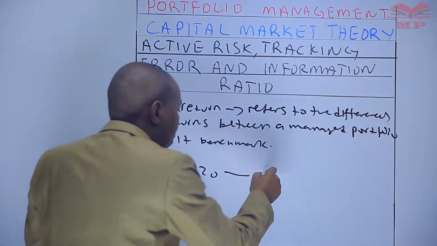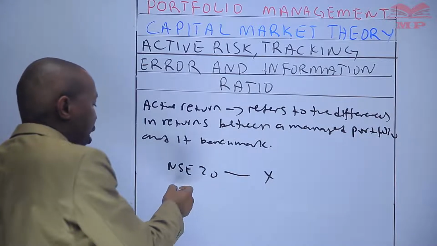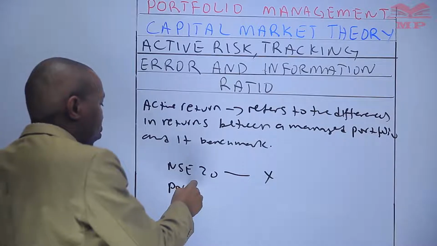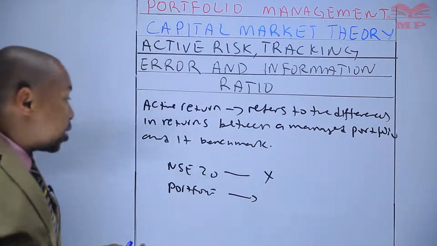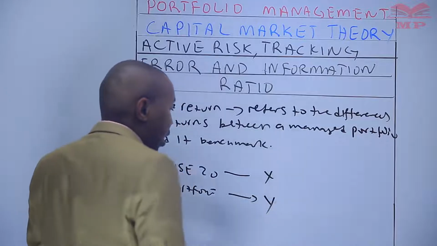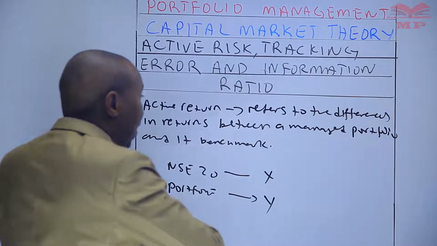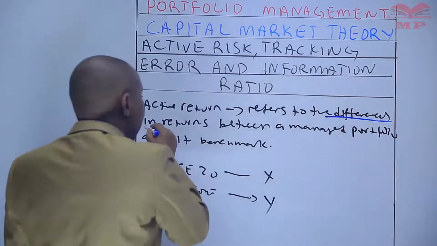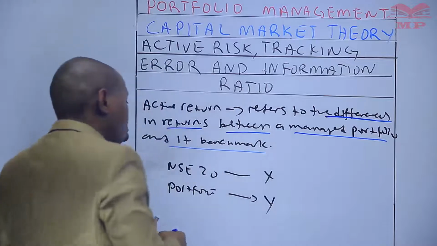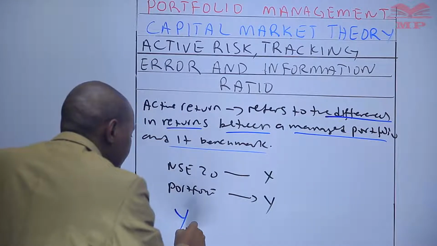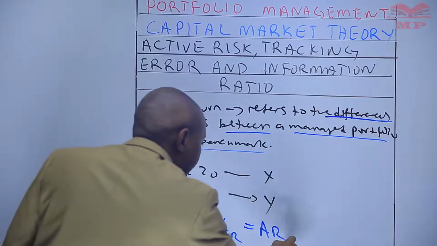It generates a return of X. Then we have our hypothetical portfolio that we have allocated specific weights to specific asset classes. We get return Y. So we're saying the active return refers to the differences in returns between a managed portfolio and its benchmark. So we just say Y return minus X return, and that gives us active return.